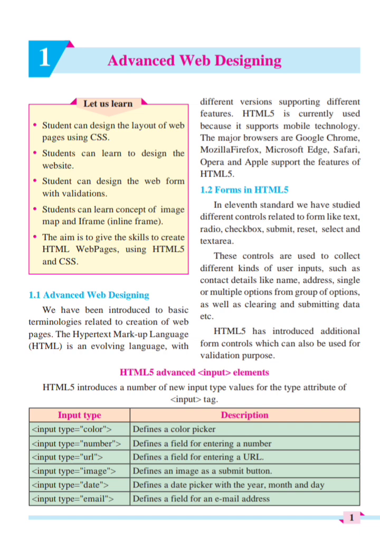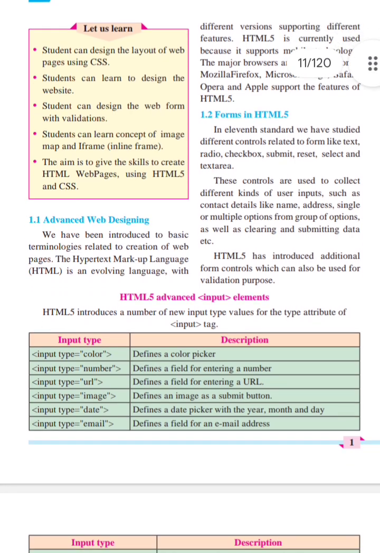Today we are starting a new chapter from Class 12 IT Art Stream, Advanced Web Designing. In this chapter, we will be learning how to build more professional interactive websites using HTML, CSS, and input. We are also learning about HTML5 advanced input elements, restrictions, and we are also going to learn about CSS, cascading style sheets, and how to insert audio and videos in web pages. So let's start the chapter.